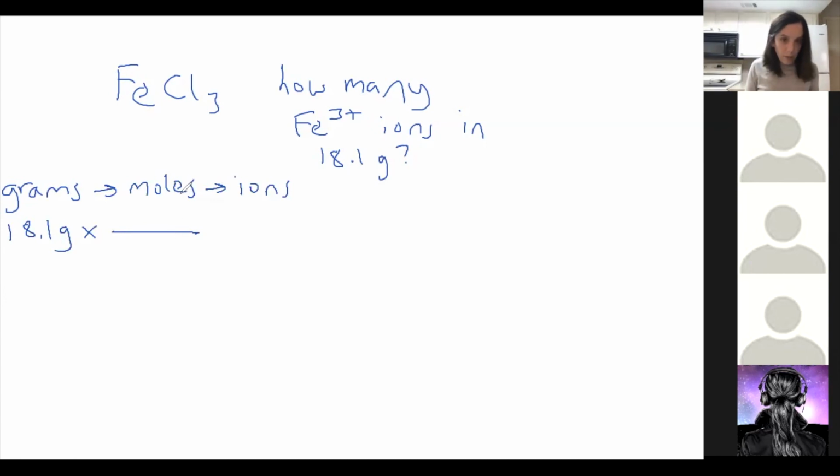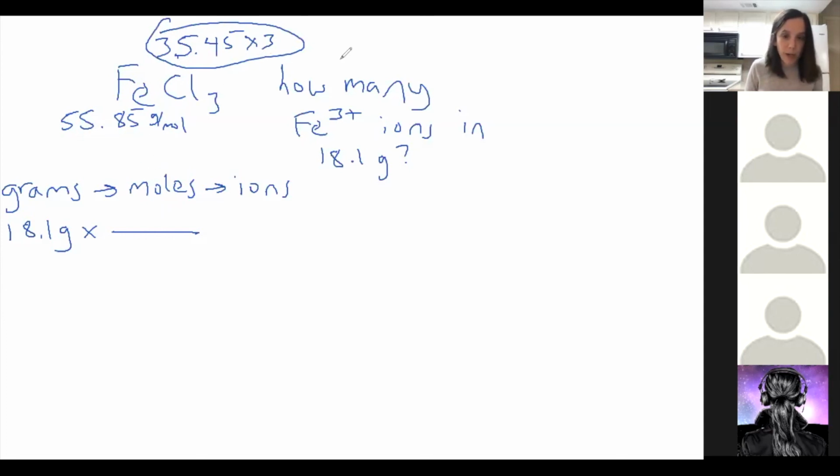So in order to find out the molar mass of FeCl3, we go to the periodic table, we'd see that Fe's molar mass is 55.85 grams per mole. And then Cl's molar mass is 35.45. And there's three Cl's. So you have to multiply that by 3. And then add 35.45 times 3 plus 55.85 to get FeCl3's molar mass.